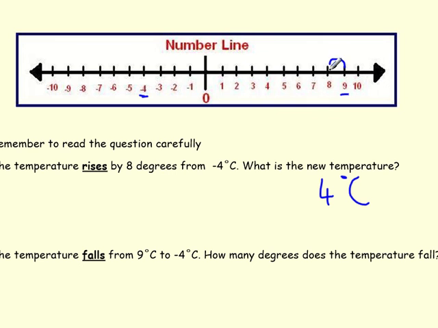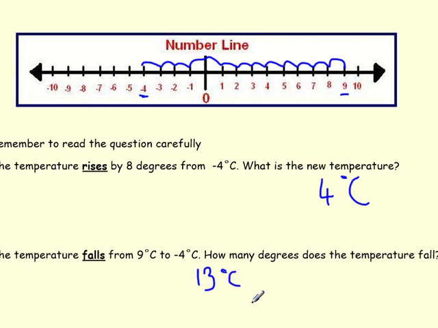So you've got 1, 2, 3, 4, 5, 6, 7, 8, 9, 10, 11, 12, 13. So how many degrees does the temperature fall by? It falls by 13 degrees Celsius.